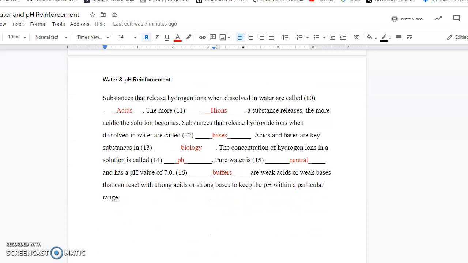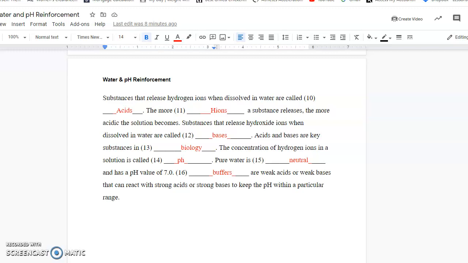The last section is about acids and bases. Substances that release hydrogen ions when dissolved in water are called acids. The more H ions, should be H plus ions, or just H ions, I guess that works, a substance releases, the more acidic the solution becomes. Substances that release hydroxide ions when dissolved in water are called bases. Acids and bases are key substances in biology. The concentration of hydrogen ions in a solution is called pH. Pure water is neutral and has a pH of 7.